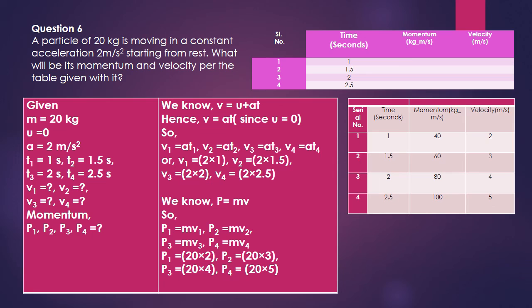If you put the values here, p1 equals 20 into 2, where 2 is the first velocity, p2 will be 20 into 3, 3 is the second velocity, p3 will be 20 into 4, 4 is the third velocity, and p4 will be 20 into 5, 5 is the fourth velocity. So p1 will be 40, p2 will be 60, p3 will be 80, and p4 will be 100.